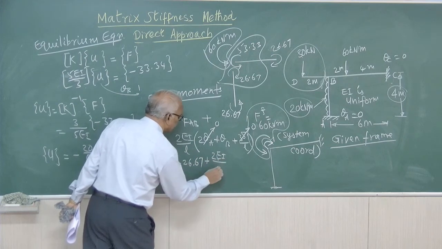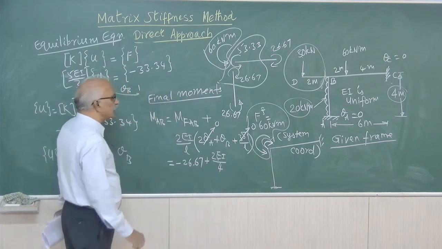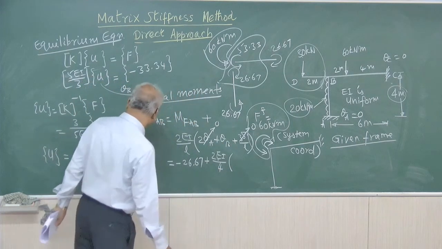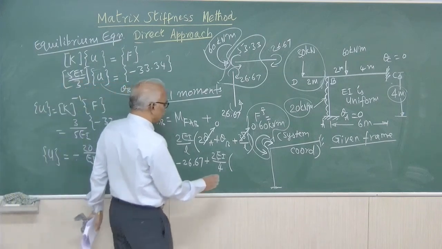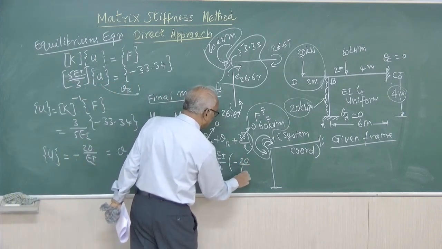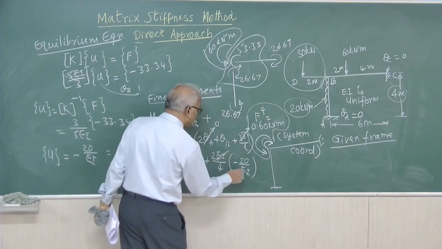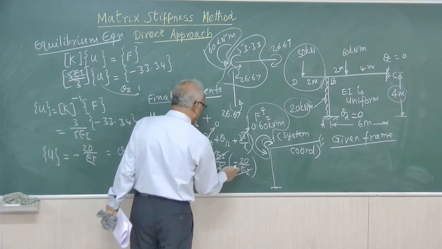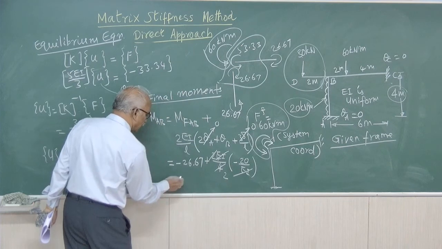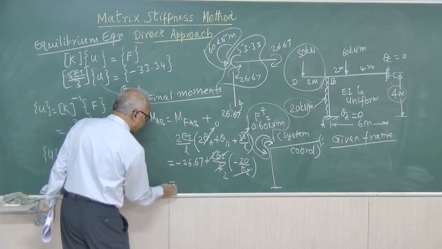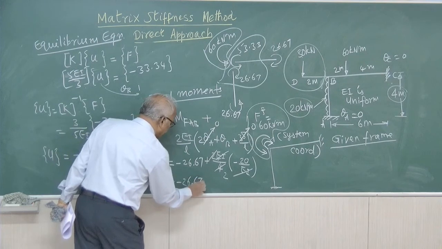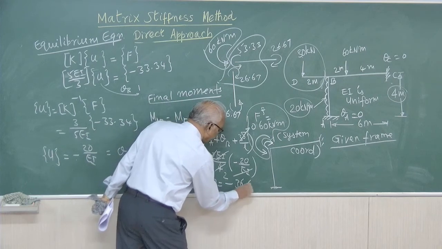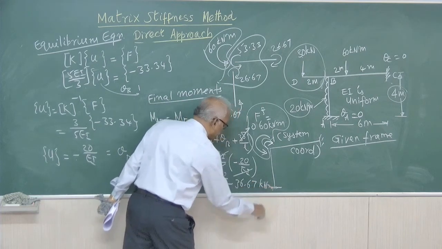by L, which is 4 meters for the column. So 2EI by 4 into theta B only. Theta B is minus 20 by EI, so EI will get cancelled. So 20 by 2 equals 10. So minus 26.67 minus 10 equals minus 36.67 kilonewton meter.